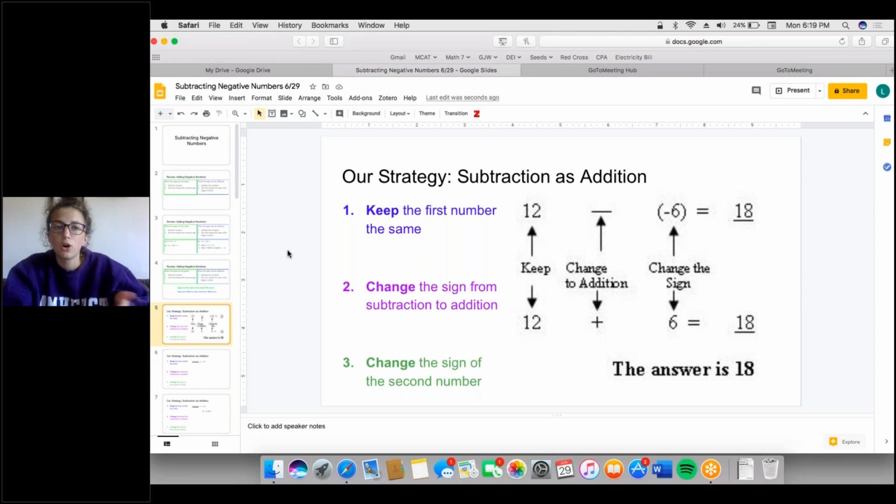So that's our strategy for subtracting negative numbers. The big takeaway is that we want to turn every subtraction problem we see into addition, and then we can use the strategies that you already have to add positive and negative numbers.